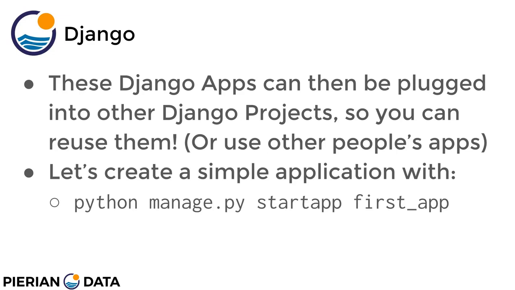Okay, let's continue on by creating a simple application with the following command. We'll go back and use that manage.py file. We're going to be using it a lot throughout the course, and we'll say python manage.py startapp and then first_app. So within our Django project, we're creating a Django application. I'm going to jump to Atom to get started.